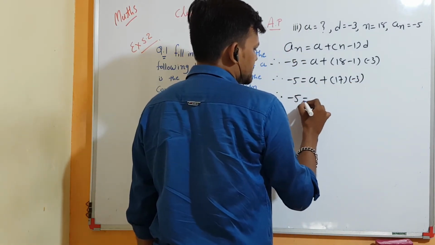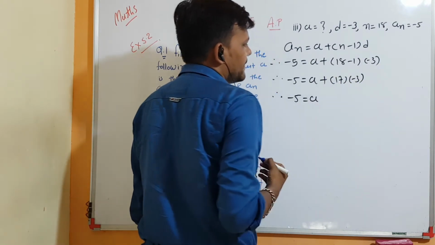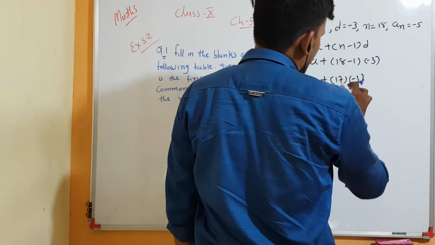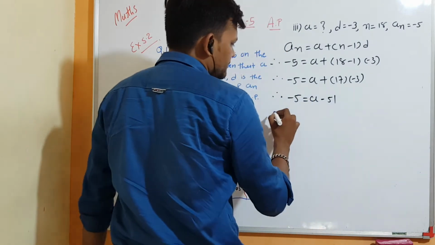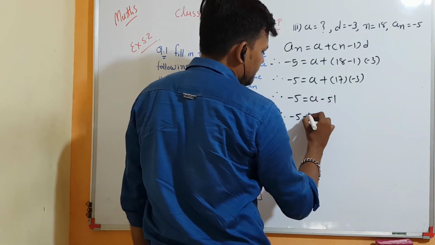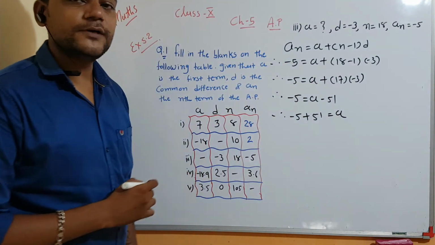Minus 5 as it is equal to a as it is. Now see, 17 multiplied by minus 3, that means plus 17 multiplied by minus 3. So plus times minus gives minus, and 17 3s are 51, right? Now you want to find a, so for that you have to shift this minus 51 to plus 51. Okay? Yes or no, students?